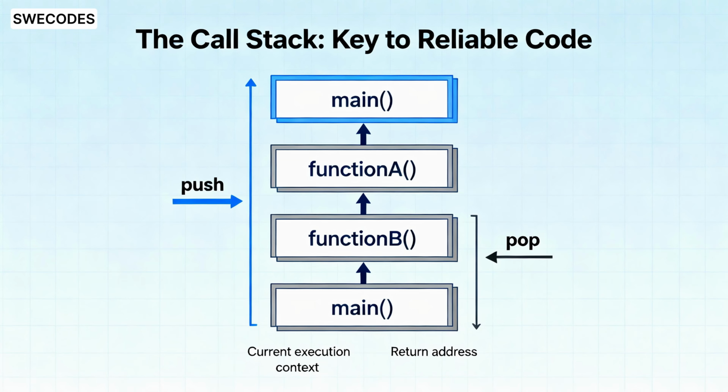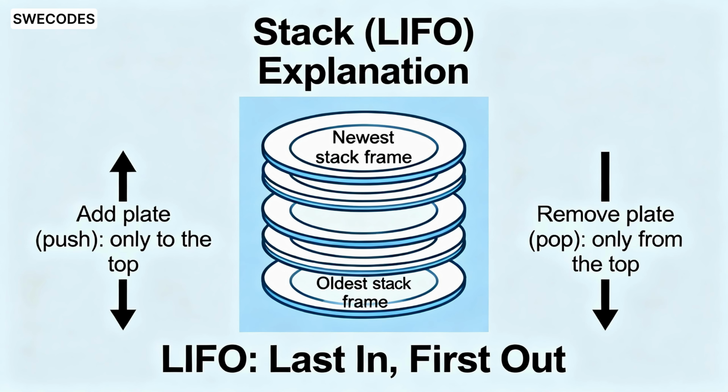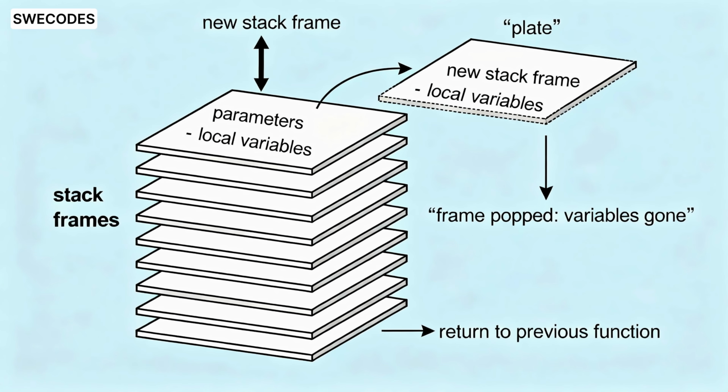Step 1: Meet the stack, LIFO. In C and most modern languages, your program uses a stack to keep track of its work. The best analogy is a pile of plates. You can only add a new plate to the top. You can only take a plate from the top. You never pull from the middle. This is a LIFO data structure: last in, first out. In programming, these plates are called stack frames.